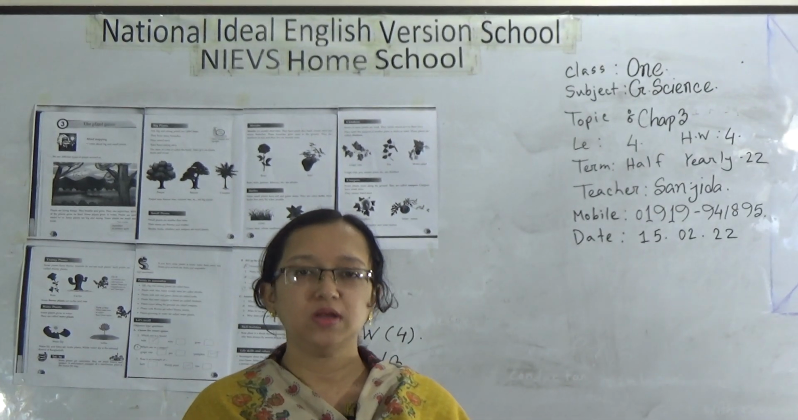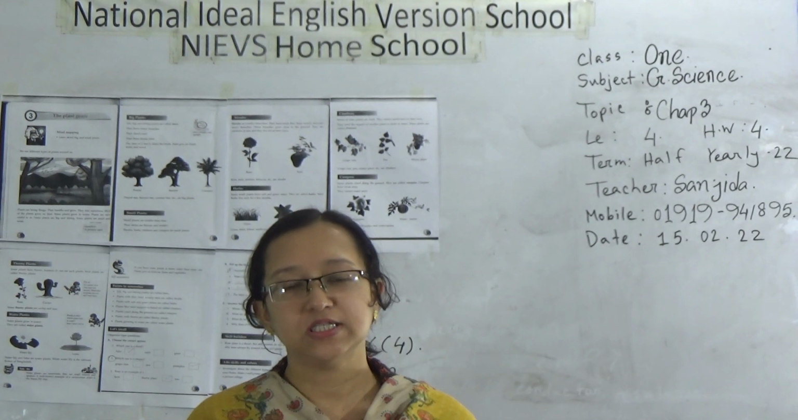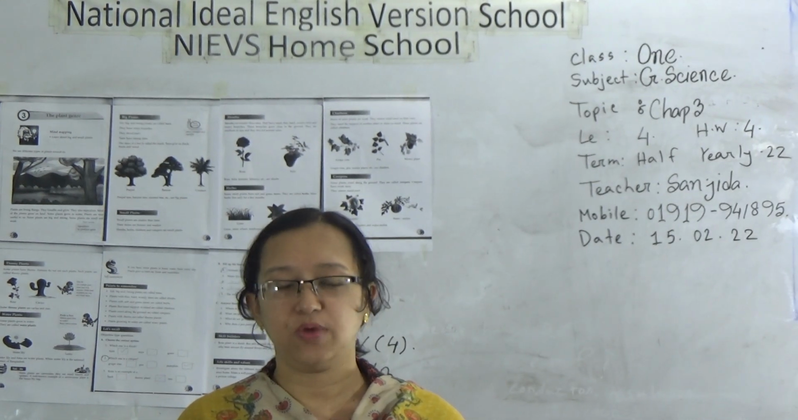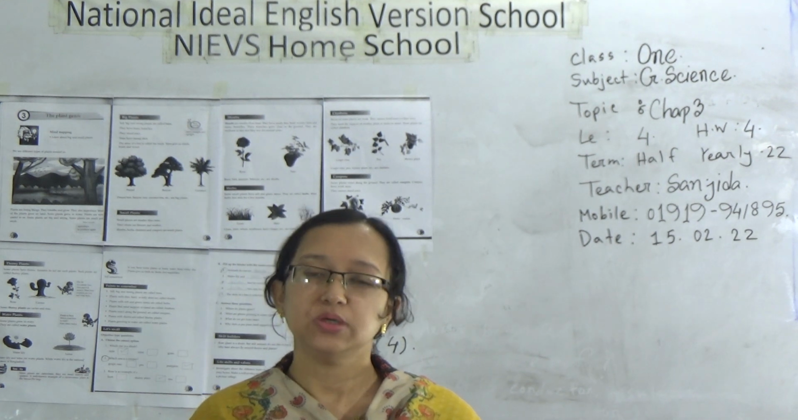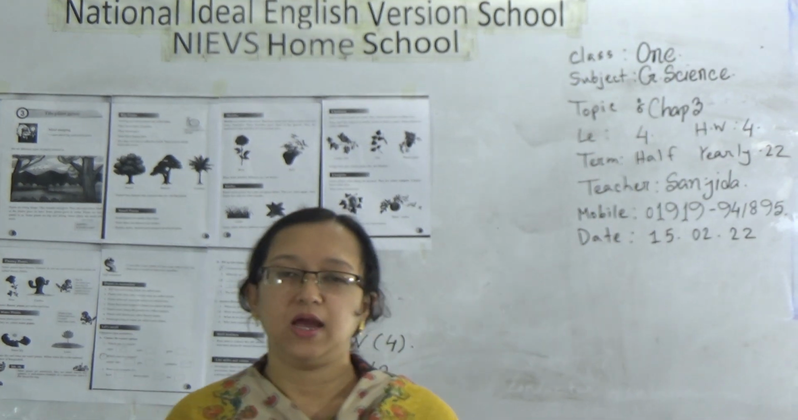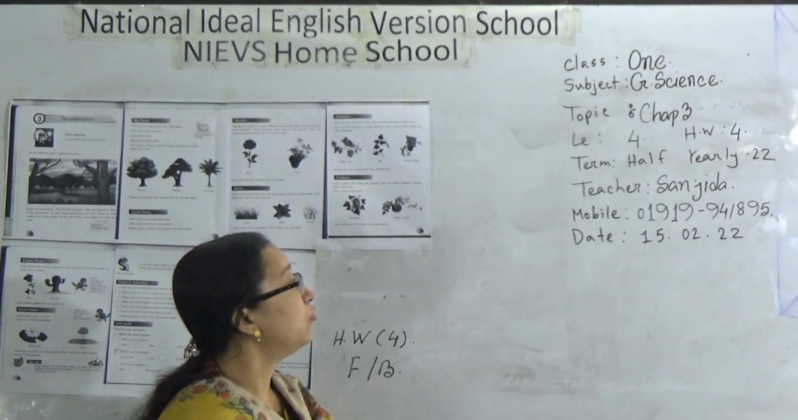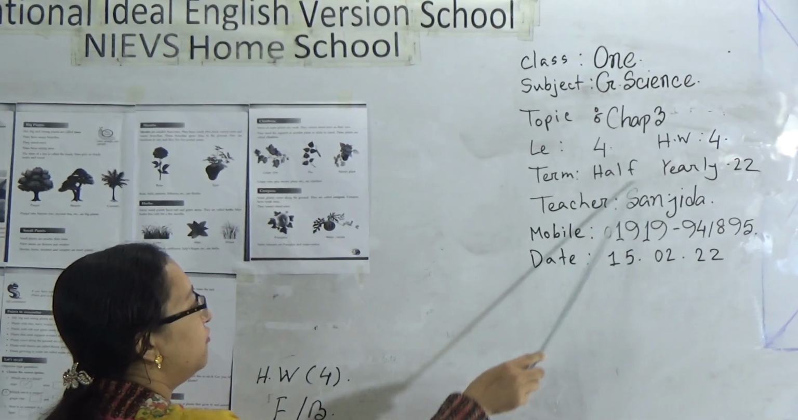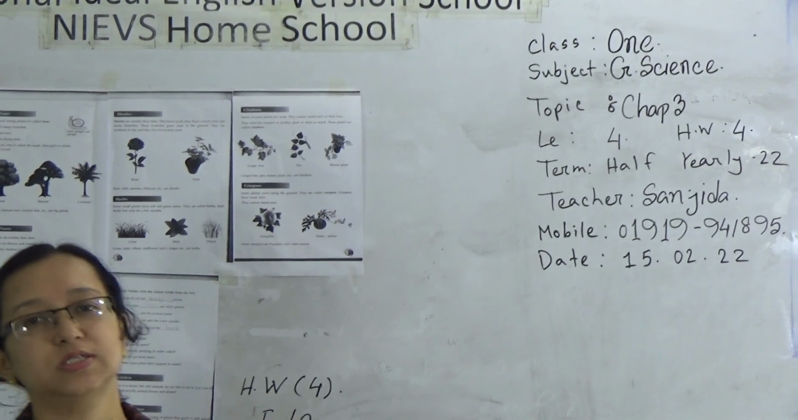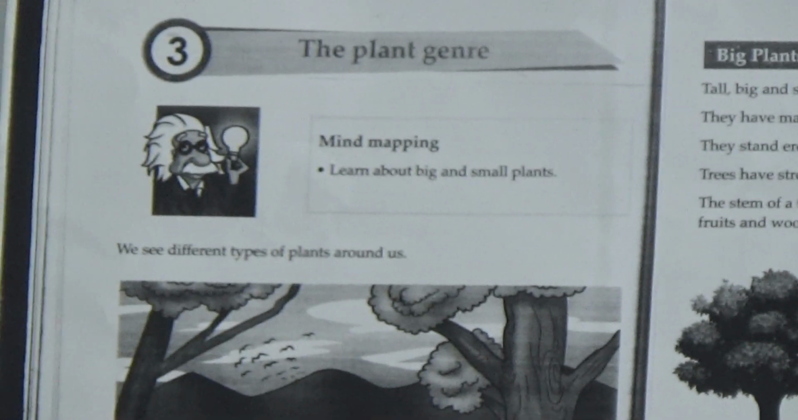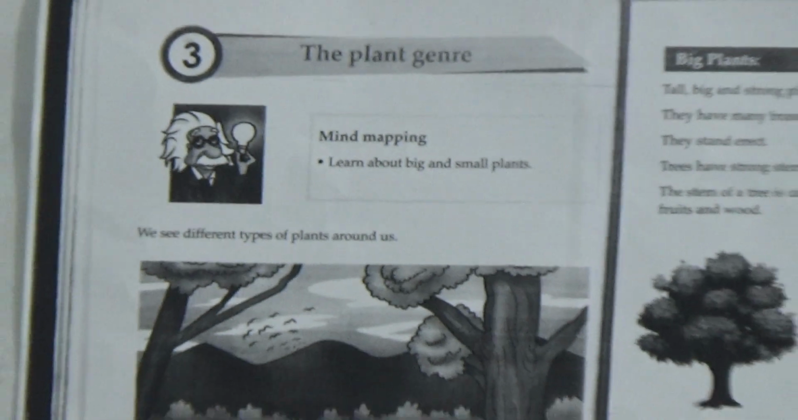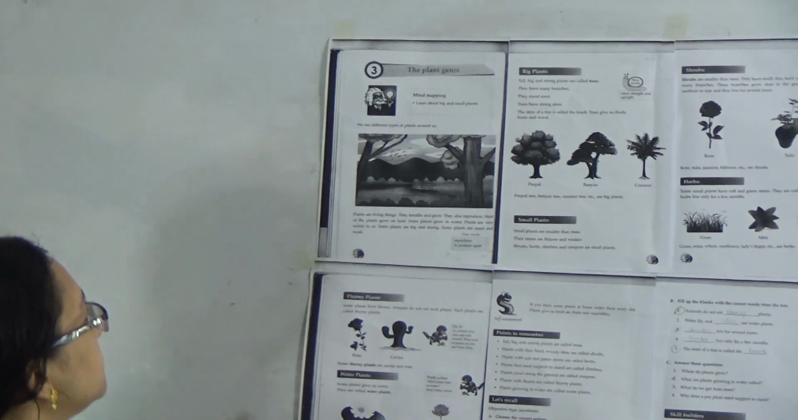I am Sanjida Rahman. Today I am going to take a general science class for the students of class 1, and our today's class topic is chapter 3. At first we will read this chapter and our lecture number 4, and this is our half yearly term. My dear students, our today's class topic is chapter 3 and the name of the chapter is the plant genre. In this chapter we will learn different types of plant.